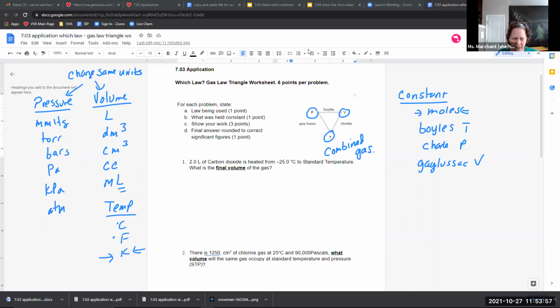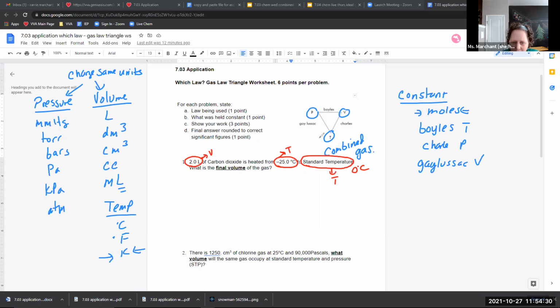What do we know? Number one, 2.0 liters of carbon dioxide is heated from negative 25 degrees C to standard temperature. Now, even though that's not a number, I'm still going to circle it because I know standard temperature is 0 degrees C. What is the final volume? All right, so what are we working with here? Liters, so that's a volume. Negative 25 degrees C, that's a temperature. Standard temperature, that's a temperature. So I have two temperatures and one volume.